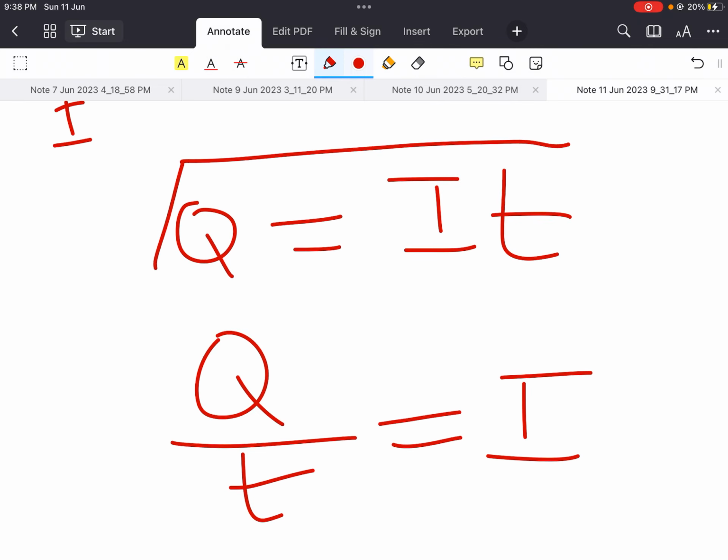So this is where you get this very important equation from: Q, which is charge, I, which is current, T, which is time in seconds. This is what you need to know, right? And this is how you get the equation.